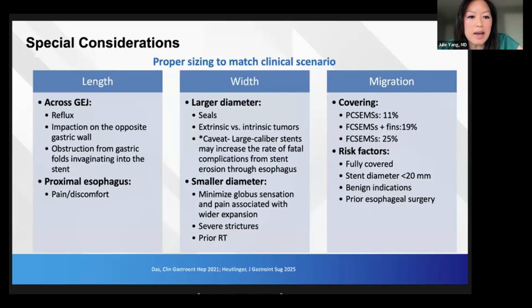It's not going to be as pliable, and so you want to be concerned about potentially putting in a smaller diameter stent. And again, migration, which we're going to be talking about the entire time, because again, it's our Achilles heel. The partially covered addresses that issue where the bare ends have tissue ingrowth, so there's less migration. The iteration with the fins is better than fully covered totally without fins. But if you look in the literature, risk factors for migration: all fully covered stents have the potential to migrate, stent diameters less than 20 millimeters, benign indications, and prior esophageal surgery.